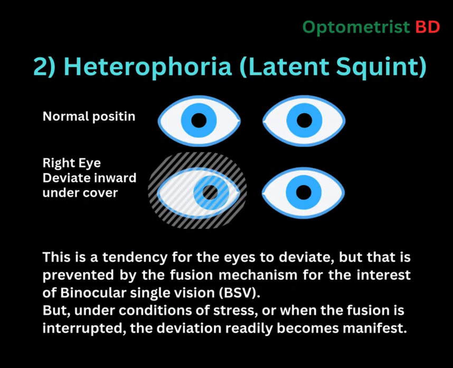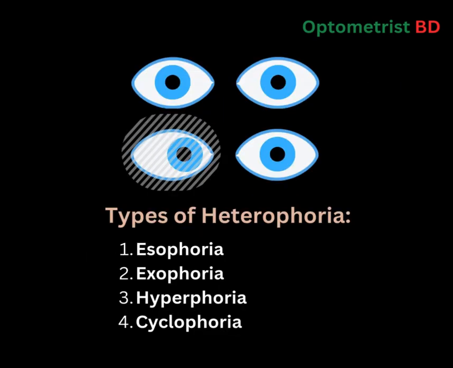Heterophoria or latent squint. This is a tendency for the eyes to deviate, but that is prevented by the fusion mechanism for the interest of binocular single vision, BSV. But, under conditions of stress, or when the fusion is interrupted, the deviation readily becomes manifest. Types of heterophoria. 1. Esophoria. 2. Exophoria. 3. Hyperphoria. 4.